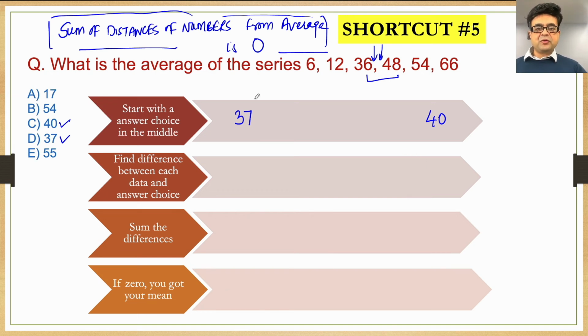And for each of the numbers in the series, I need to find the difference between the number and 37. So I have 6 minus 37, which is minus 31, plus 12 minus 37, which is minus 25, plus 36 minus 37, which is minus 1. And now on the other side of it, 48 minus 37, which is 11, plus 54 minus 37, which is 17, plus 66 minus 37, which is 29, right? When you sum the differences, what you will get here is 0. So this means 37 is my right mean.